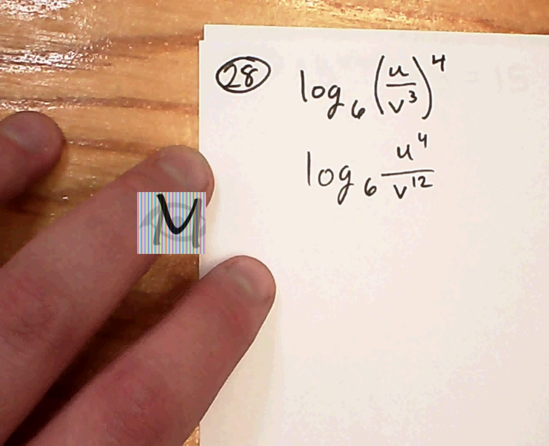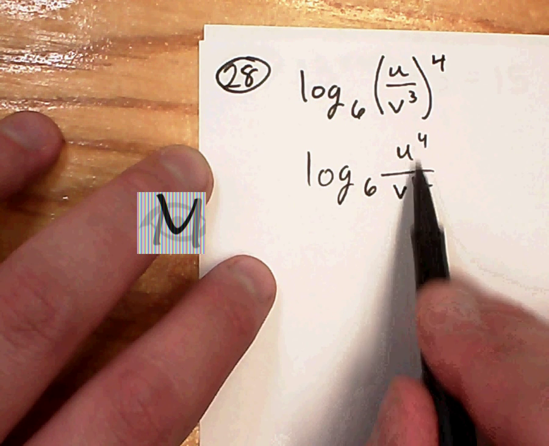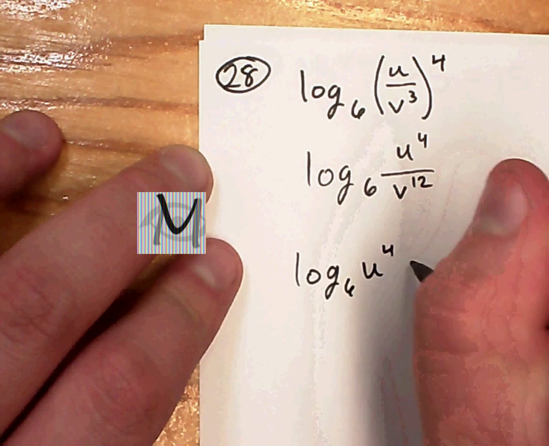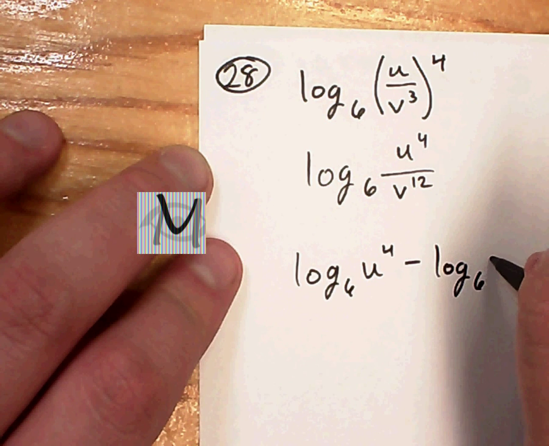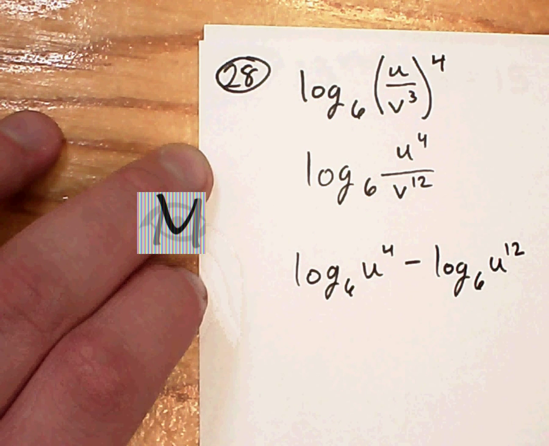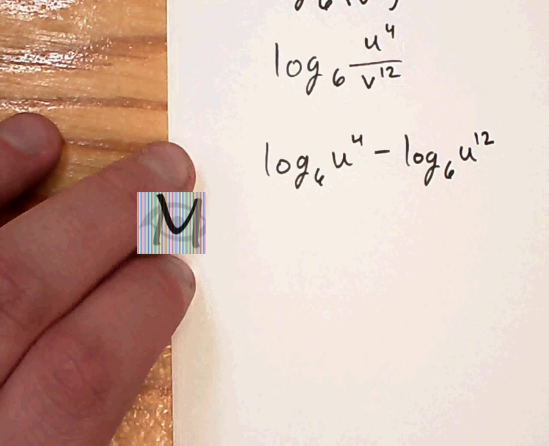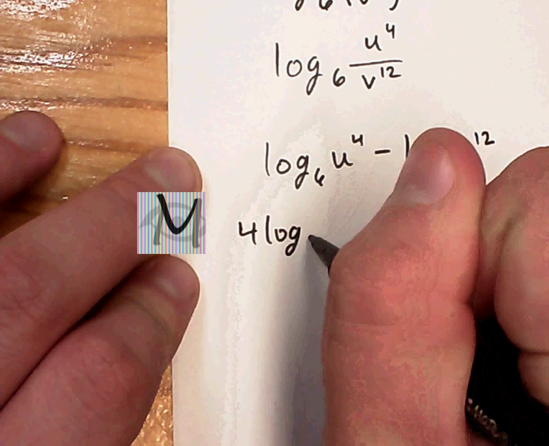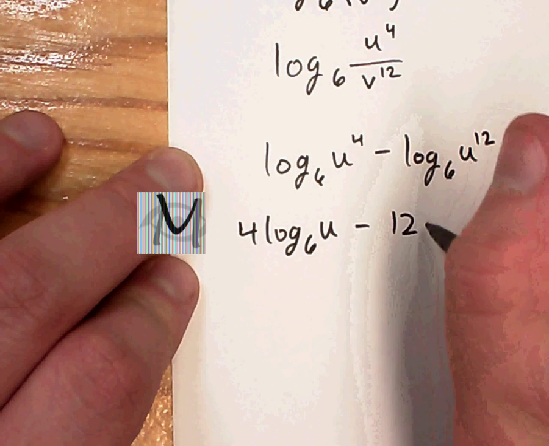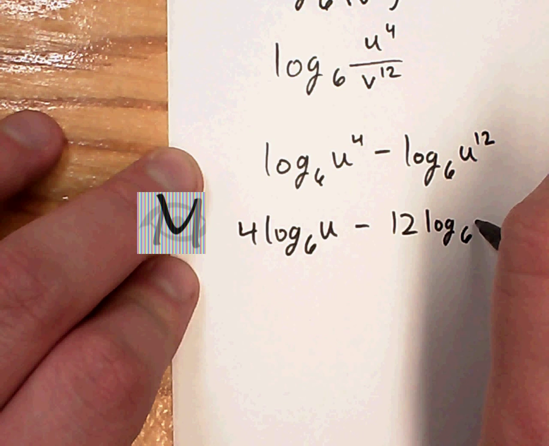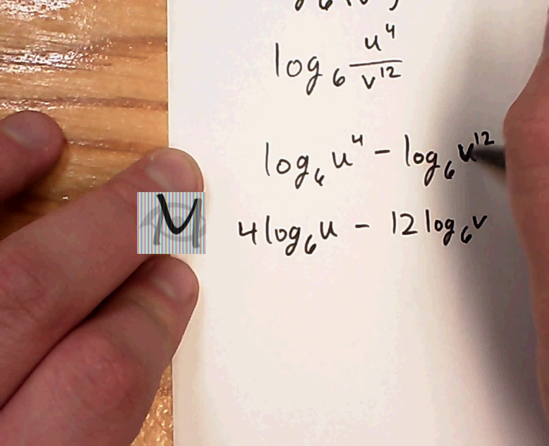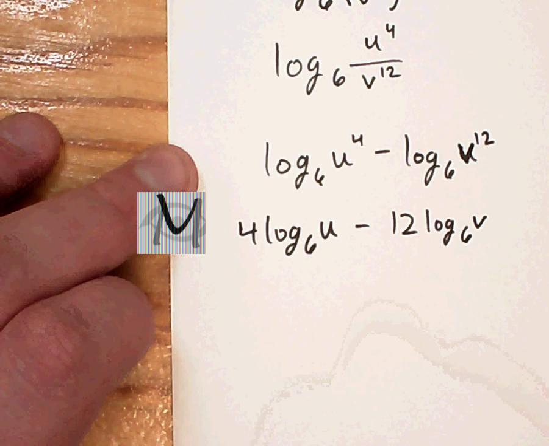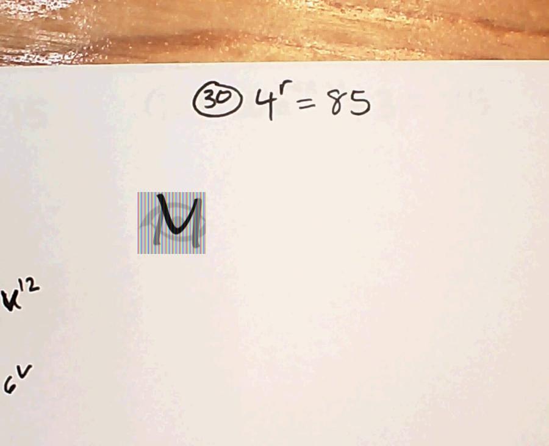Okay, continuing with this problem. Since this is division, it's a fraction, that means they're going to be subtracting. So it's log base 6 of u to the 4 minus log base 6 of v to the 12. Now, let's remove this exponent. 4 log base 6 of u minus 12 log base 6 of v. Oh, I'm sorry. This should have been a v here. That is my fault. That's a v. Sorry I did that to you. Any questions? All right, moving on.